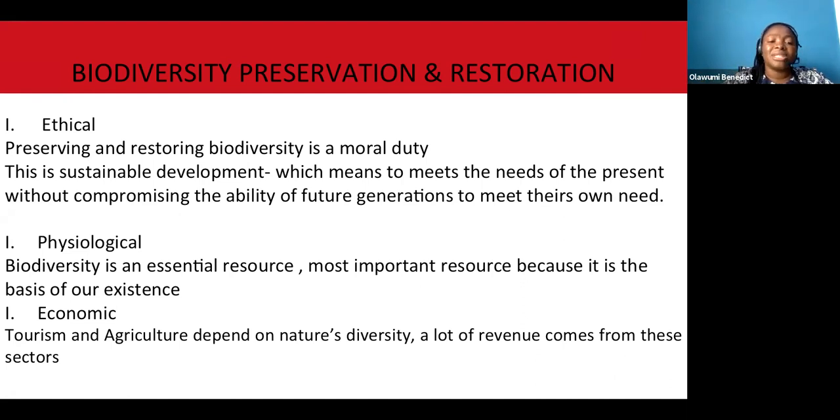Then physiologically, biodiversity is an essential resource, the most important resource, because it is the basis of our existence. If we take forests away, if we take the natural environment away, then we are going to feel it as human beings. We are going to have issues with our health and so many other things. Then economically, there are so many people that now use part of their farm that has this natural environment as a tourist environment, where people can sit and have a picnic. We have people who have dams where you can fish, even on that small farm. And so they generate income apart from what they are growing on their farm.